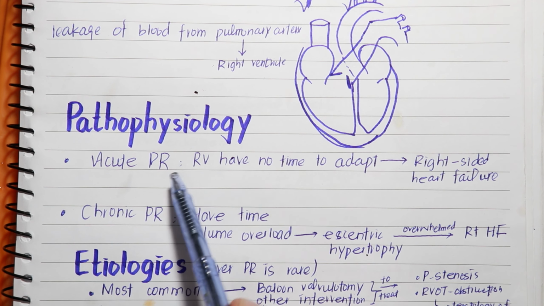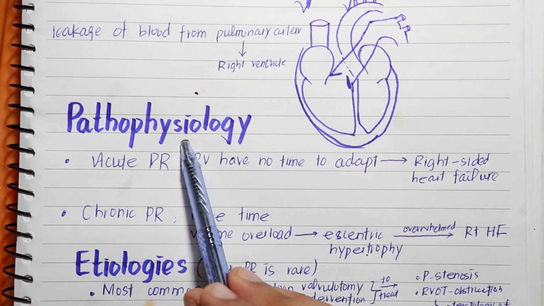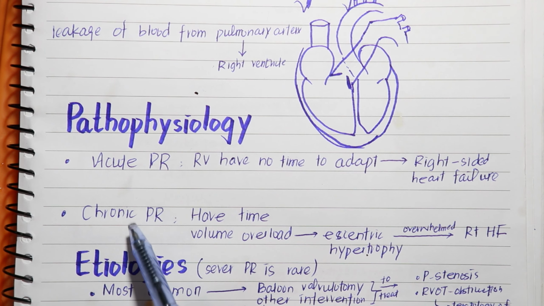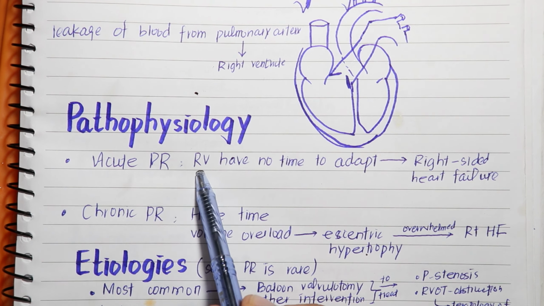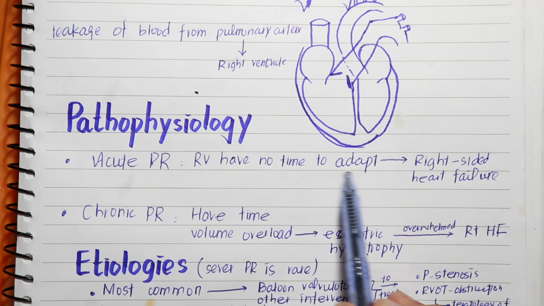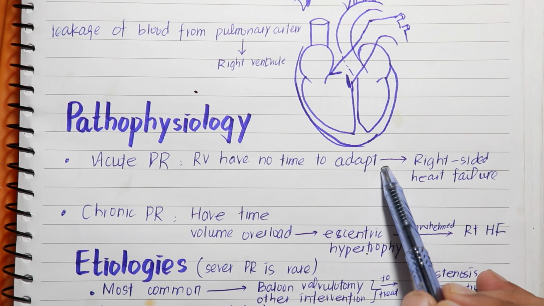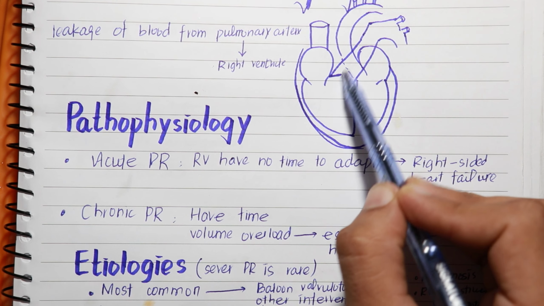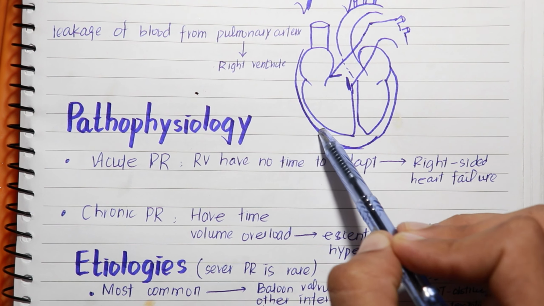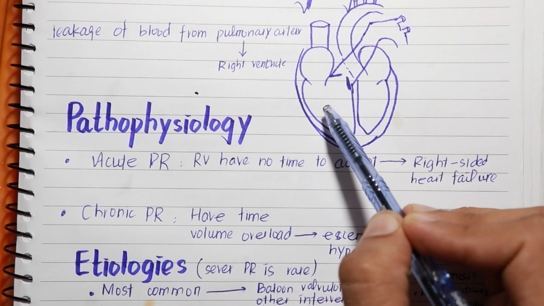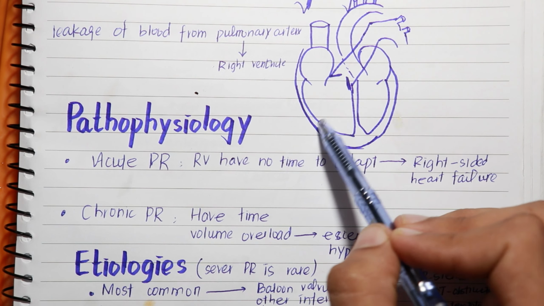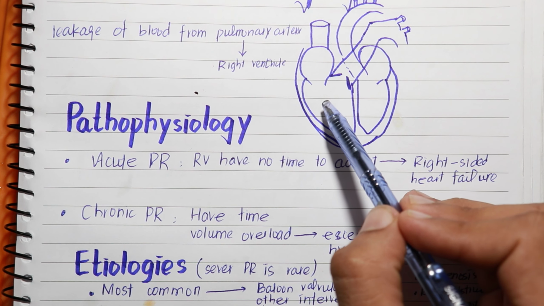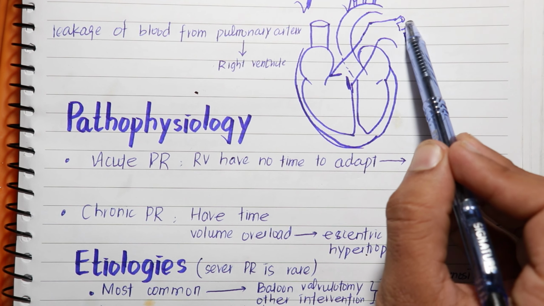Now, pathophysiology. Pathophysiology is divided into acute pulmonic regurgitation or chronic pulmonic regurgitation. In case of acute pulmonic regurgitation, the right ventricle has no time to adapt. This leads to right-sided heart failure. This is the right side of the heart and this is the left side of the heart. If there is acute regurgitation, this right ventricle does not have enough time to adapt and there is right-side heart failure. So this right side of the heart won't work and doesn't pump the blood into the lungs.